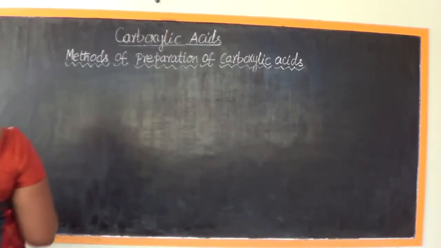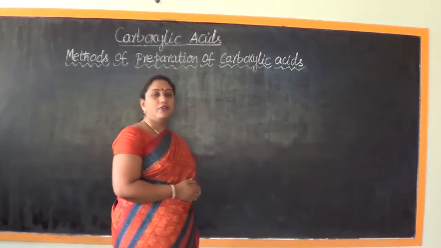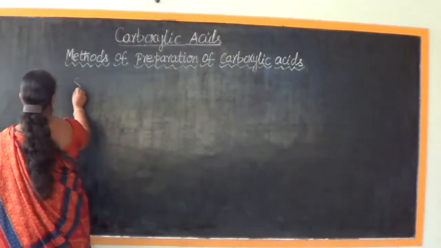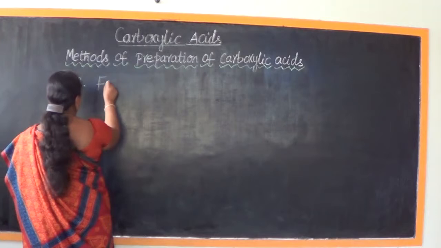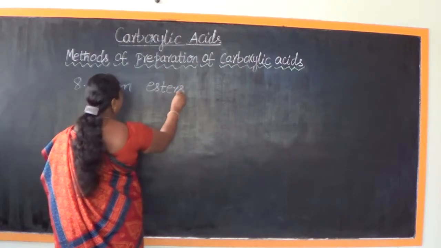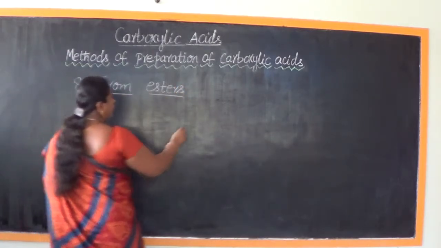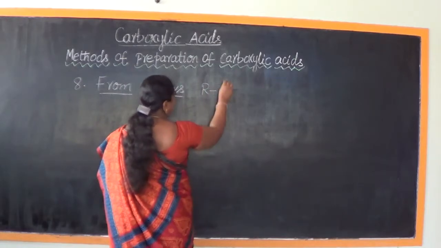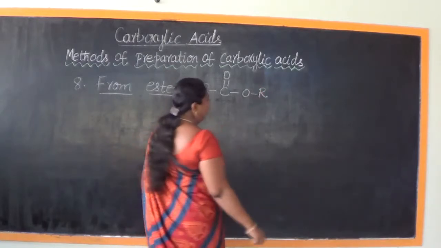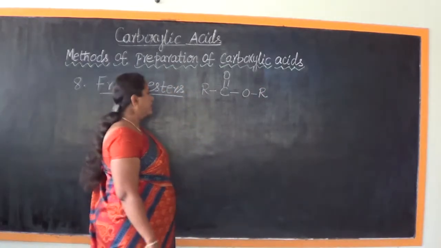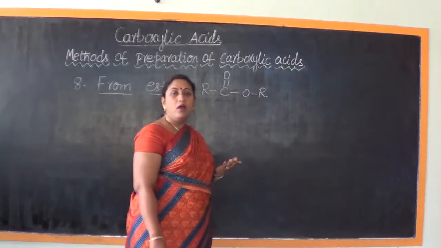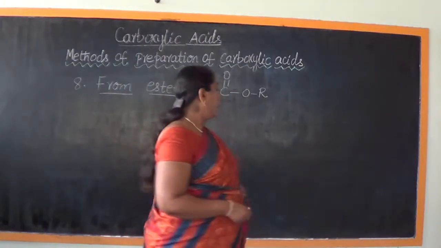Let us understand the last general method of preparation of carboxylic acid in this video. That is preparation of carboxylic acid from esters. Organic compounds having the general formula RCOOR are referred to by the name esters. These two R's can be either an alkyl group or even an aryl group.